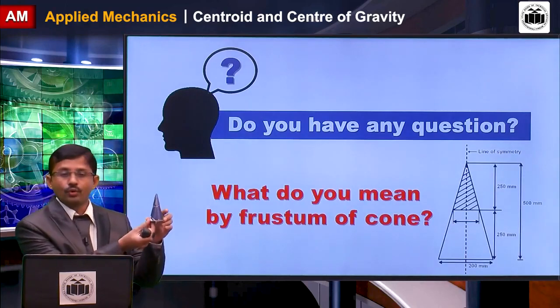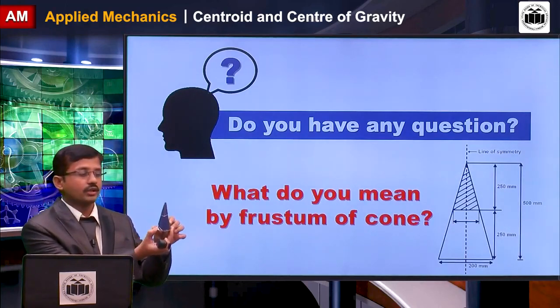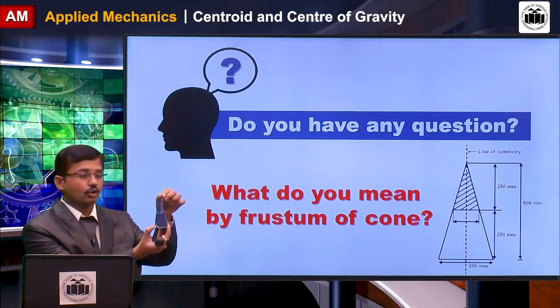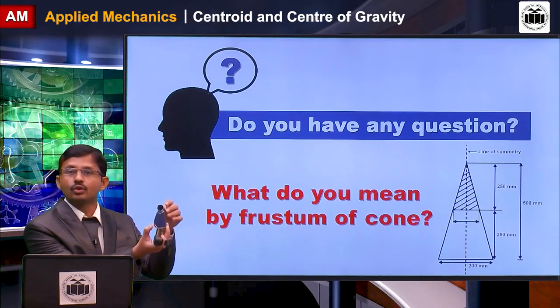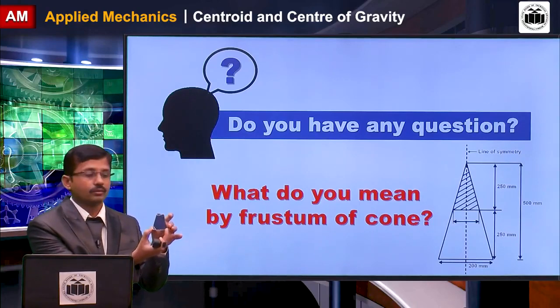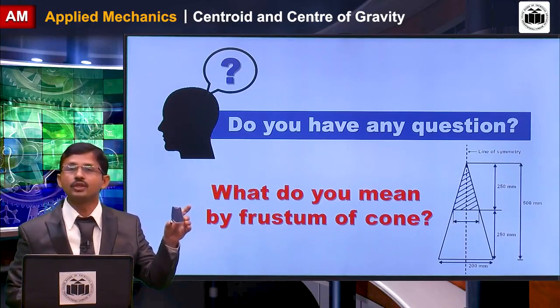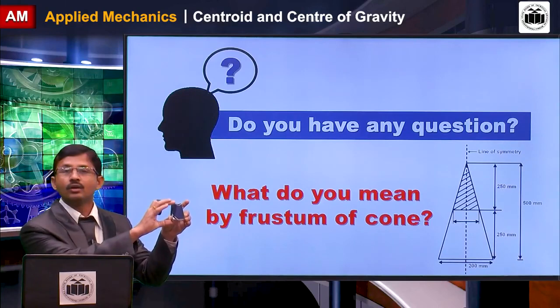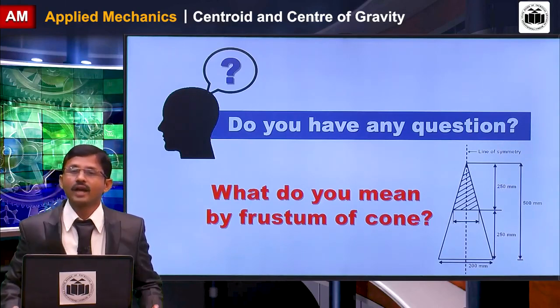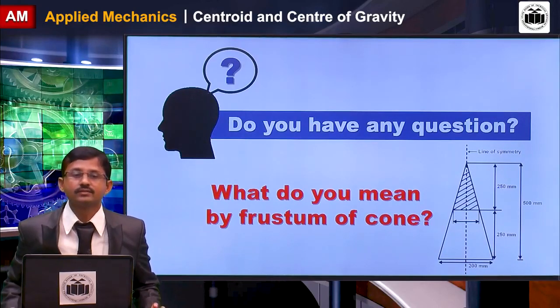So this is a cone, okay. If you cut this particular cone, the top portion of the cone, you will get a frustum of the cone. So this particular portion is called a frustum of the cone. I think you understand the answer. Yes, sir. Thank you.